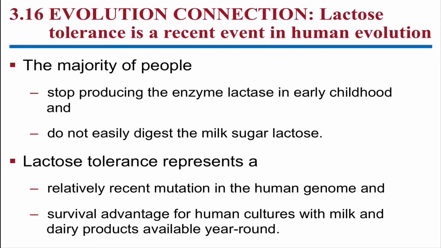So lactose tolerance represents a relatively recent mutation in the human genome. It's a survival advantage for human cultures with milk and dairy products available year-round. So those individuals, for example, the Northern Europeans, again, they ended up having dairy products all year round. So what ended up happening is their body was able to keep producing this enzyme lactase. When you look at Northern Africans and the Asians, much hotter climate, long time ago, there were no refrigerators, all right? You cannot store milk or cheese and stuff, so they would be seasonal.